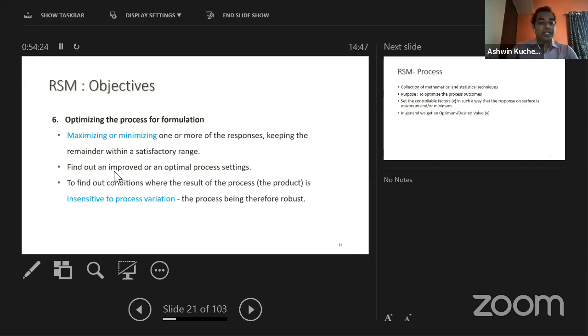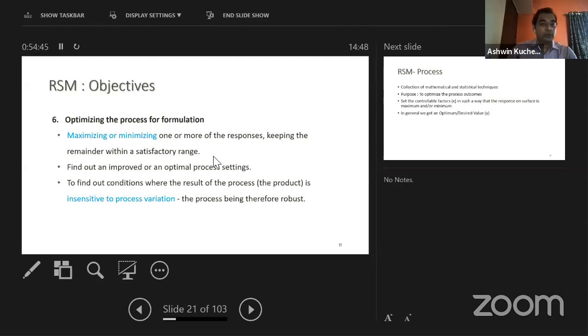The next is to find an improved or optimal process setting: to find conditions where the result of the process is insensitive to process variation, the process therefore being robust. And to make a robust process, we should take into consideration all these objectives and follow a response surface methodology process.